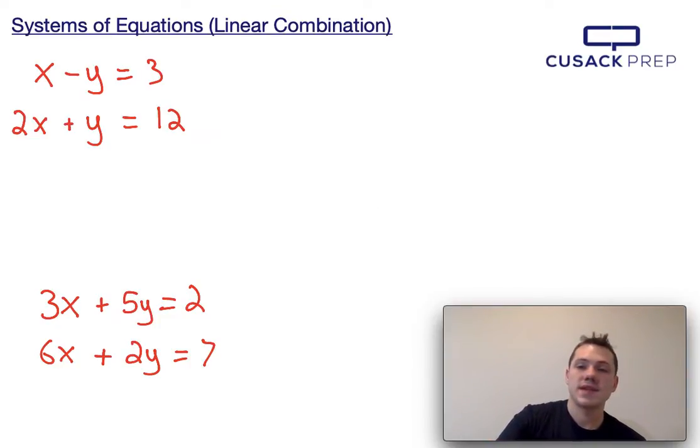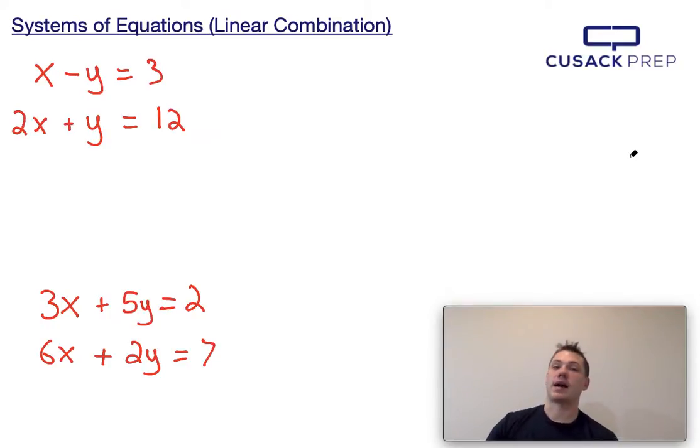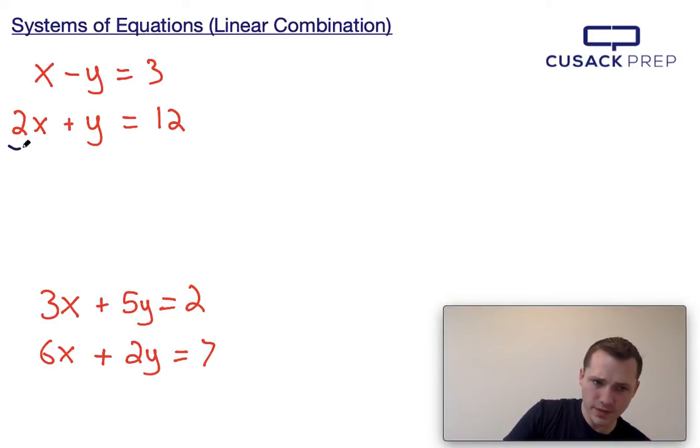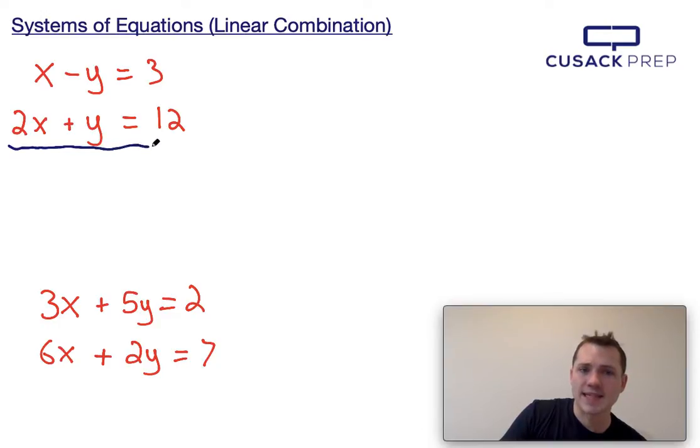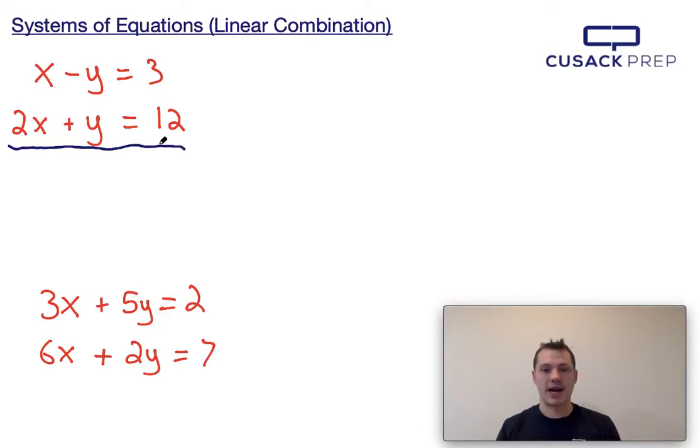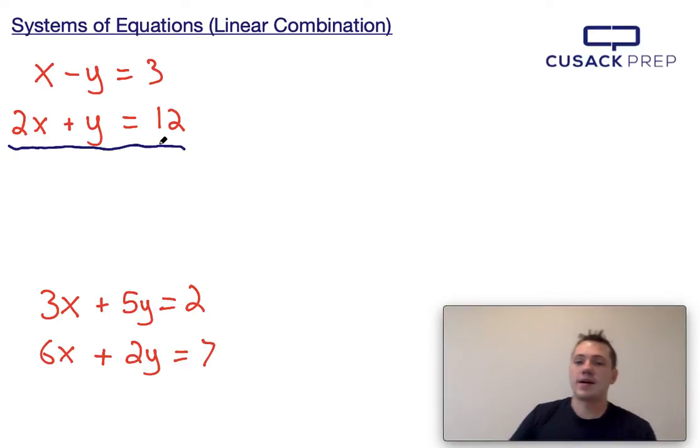Now, in the last video we discussed substitution. The main difference with substitution and linear combination is that in a linear combination, all you're going to do is add the equations together or subtract them so that something cancels out.